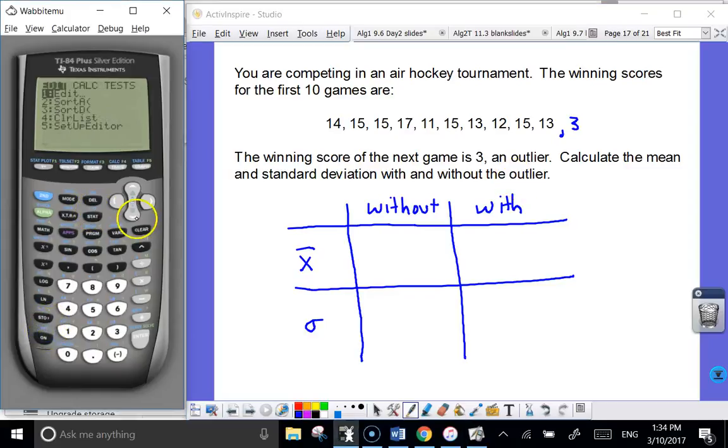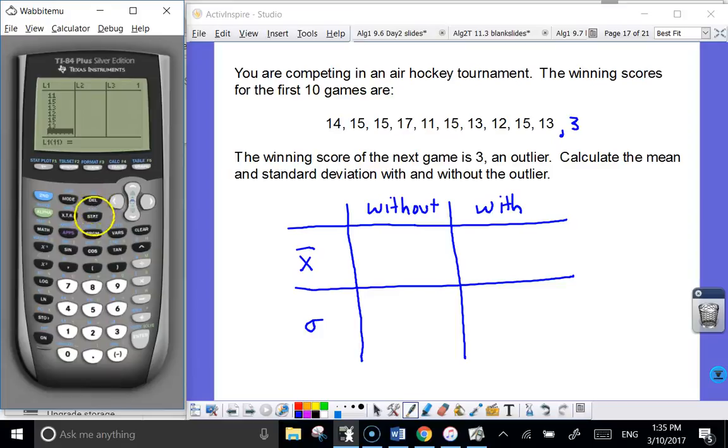So stat, edit, clear the list, and 14, 15, 15, 17, 11, 15, 13, 12, 15, 13. So that's how many values? That's 10. So that's good.